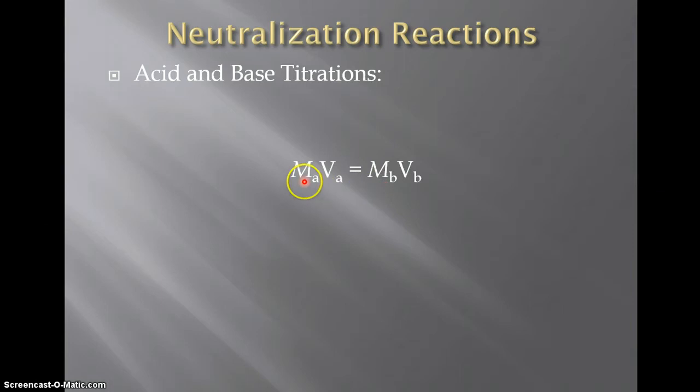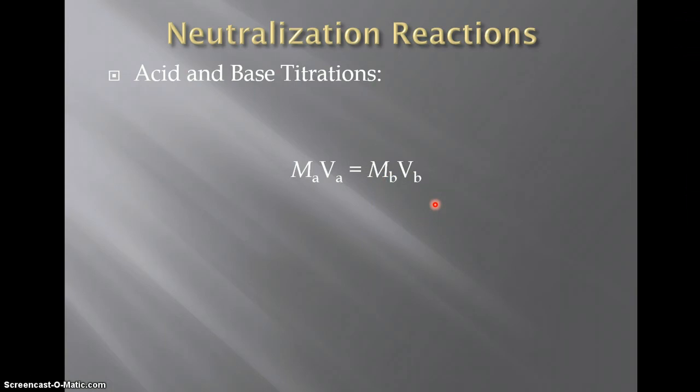So I may know the molarity of the acid and the volume of the acid, and then maybe I know how much of a base I have, but I don't know what the molarity of the base needs to be in order to neutralize. So I need to figure that out. Or maybe I know the molarity of the acid and the volume of the acid, and I know the molarity of my base. So now what I need to figure out is how much of that base do I need to add in order to neutralize it.